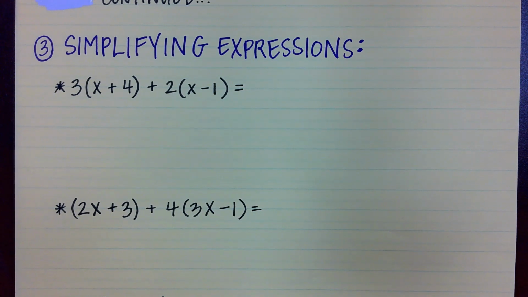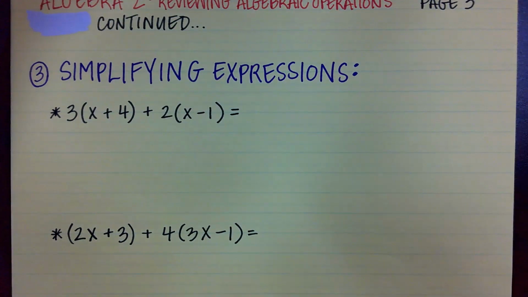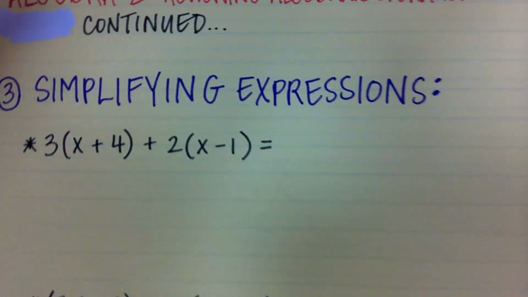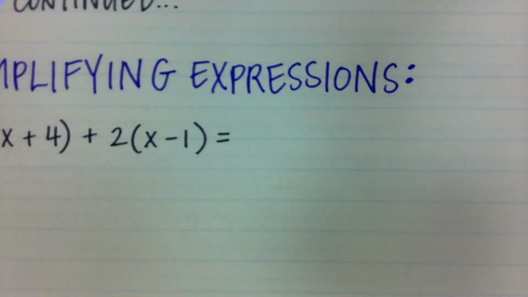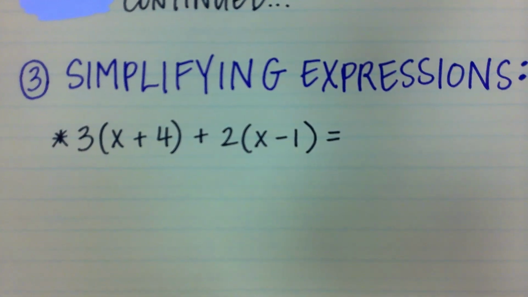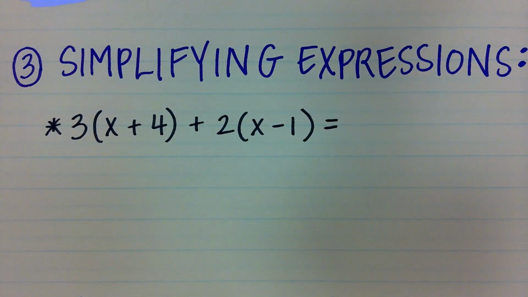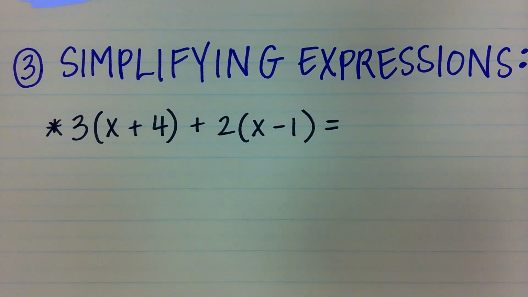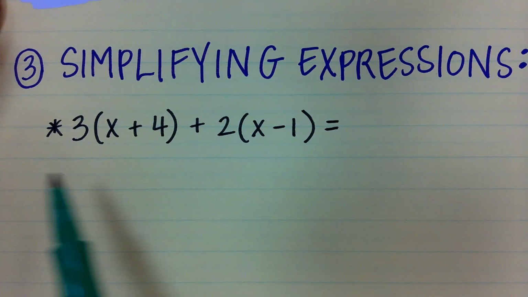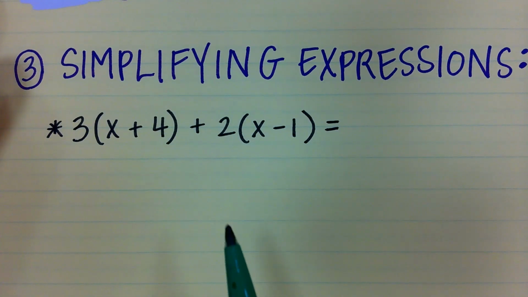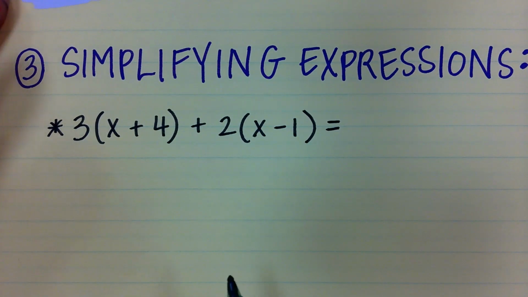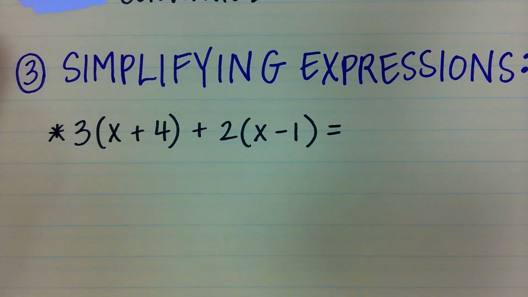And I'll pause this for a moment. Okay, so we're going to start with our first problem here. I'm going to move this over so we can see it. I have 3 times the quantity x plus 4 plus 2 times the quantity of x minus 1. Whenever we have multiple different operations happening here, remember operations are just things you do to numbers. That's multiplying, dividing, adding, subtracting. We have a lot of different operations happening here.